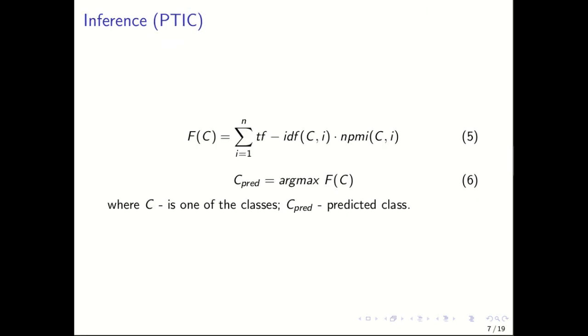In order to make an inference about a new document, we divided the document into sentences, tokenized these sentences, and removed frequent English words and punctuation. Then we calculate for each class F a sum of TF-IDF times normalized PMI for each word in the document. Then we make an inference by choosing the class based on the highest value of F.